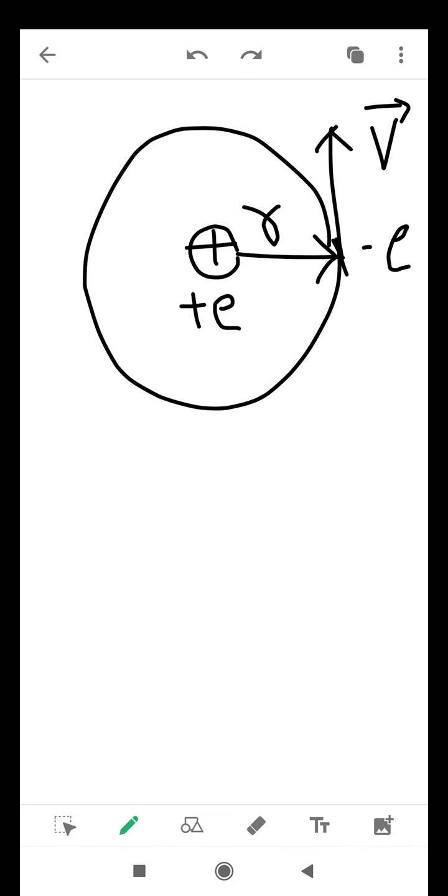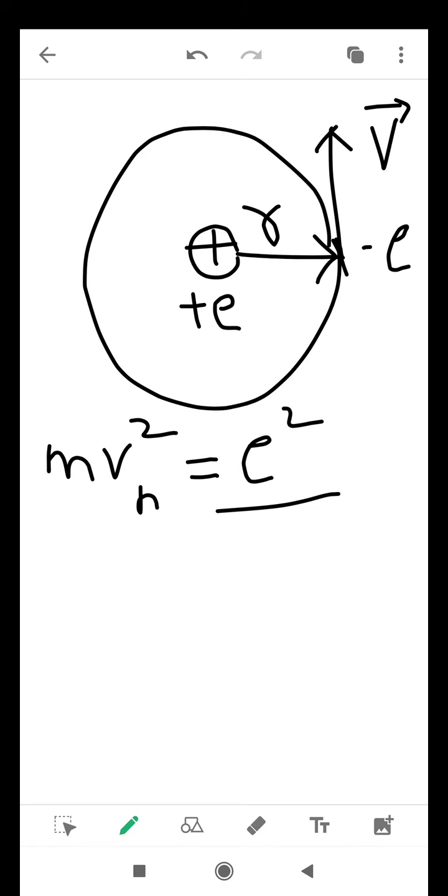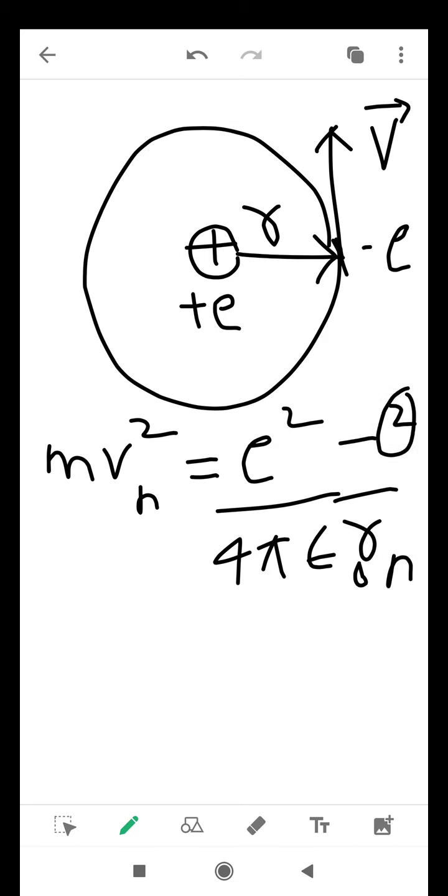So now after cancelling Rn on both sides, we get the expression m vn square equal to e square divided by 4 pi epsilon naught into Rn. This is my one more reference equation to get the value of R. So call this equation number 2.